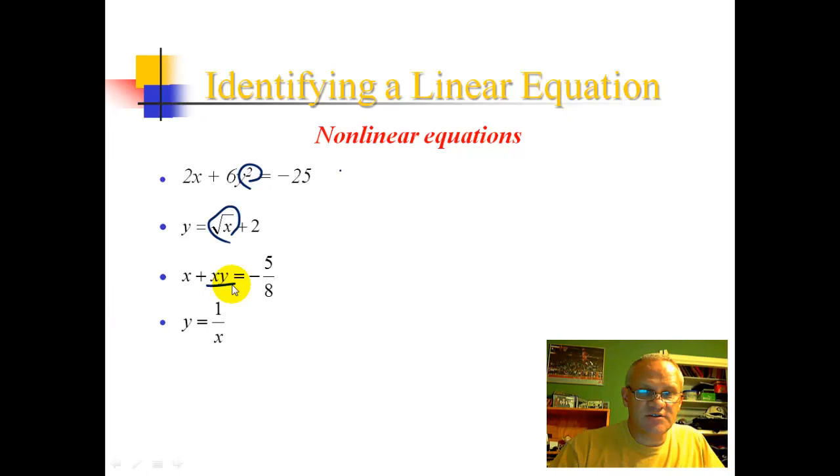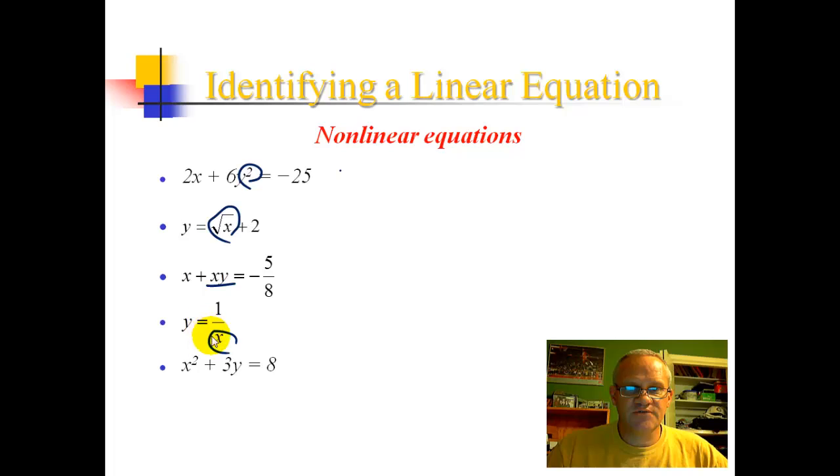And then in this situation, the problem here is this x down on the bottom. Whenever you have a variable or variables on the bottom of a fraction, then that will not be a linear equation either. If you have numbers on the bottom, that's actually okay, but not variables.